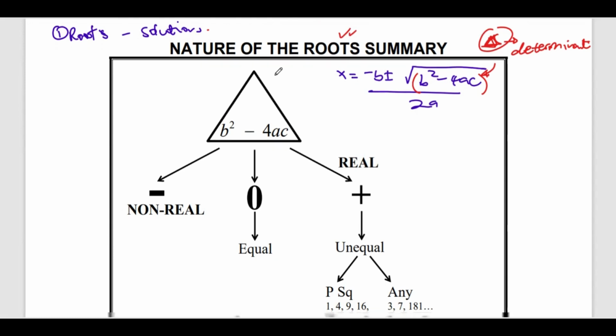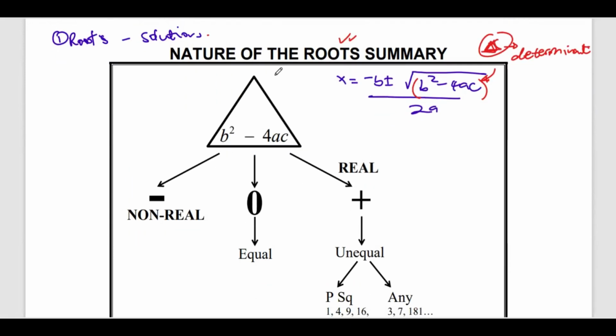Now we have a number of categories under which we look at it, okay? So if our focus is the b squared minus 4ac, just as summarized here, if it happens that this discriminant of ours is negative, in other words, it's less than 0, then we can say that the roots are non-real, okay? If they're non-real, they are imaginary. In other words, they don't exist.